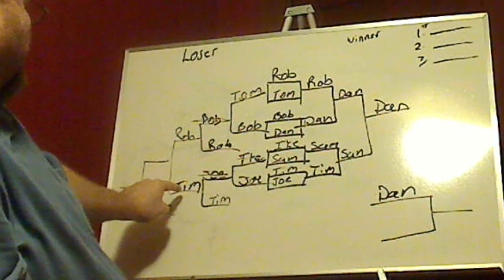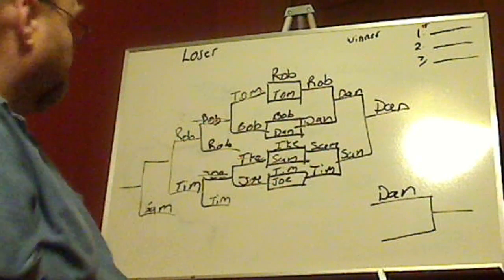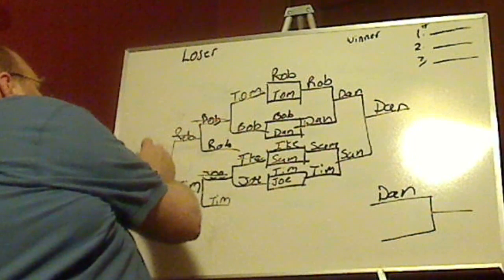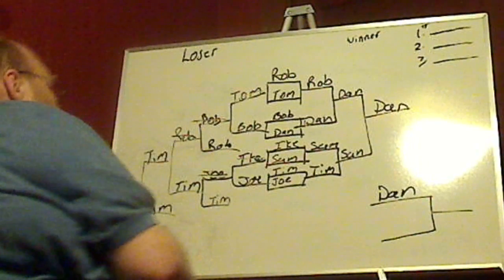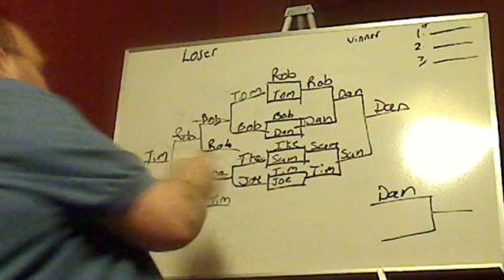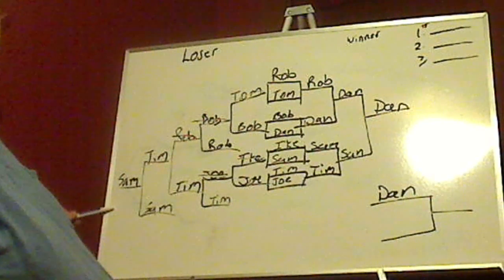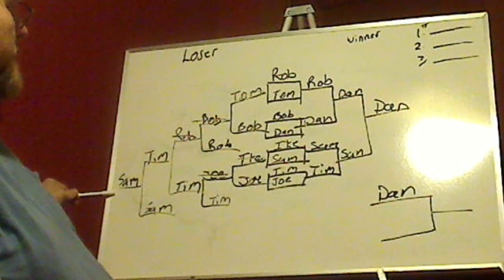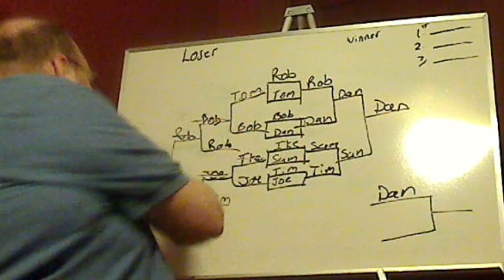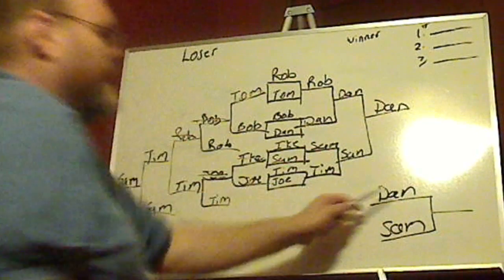So we got Rob and Tim. Whoever wins between Rob and Tim will go over here to race Sam. So let's say Tim wins. Now we have Tim and Sam. Let's say Sam wins. Sam's our winner of the loser's bracket. He's lost one time. Dan's not lost at all. But we're going to bring Sam over here to race Dan.